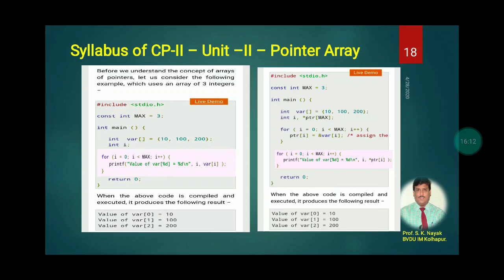So var of 0 equal to 10. This 10 is fetched through ptr, or the pointer; 100 is fetched through ptr, and 200 is fetched through ptr on the right hand side. And on the left hand side, these values 10, 100, 200 are all fetched through the array variable, that is var. So this is the main distinction. This is how we can define a pointer to an array.